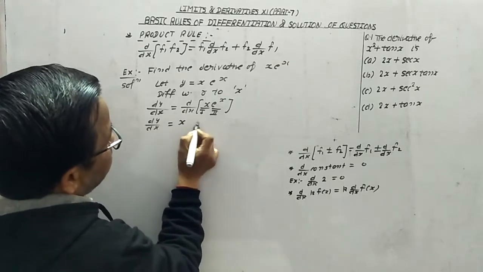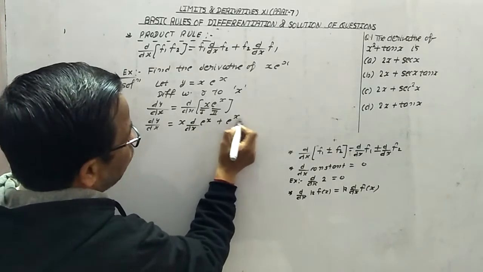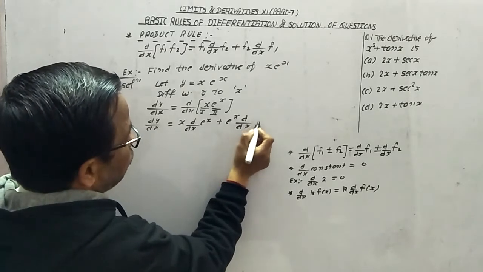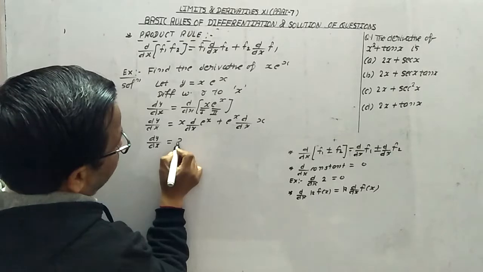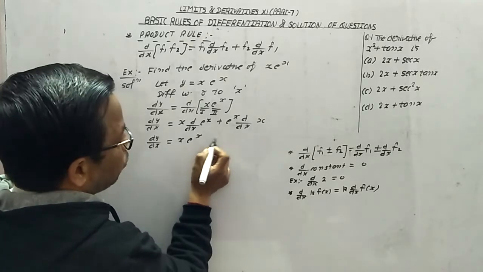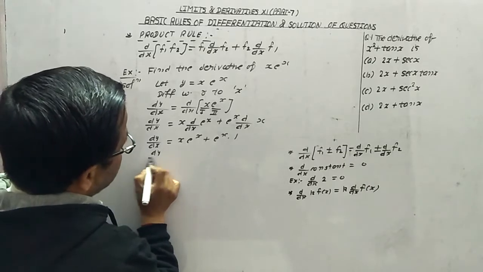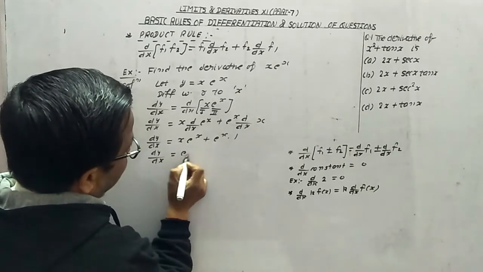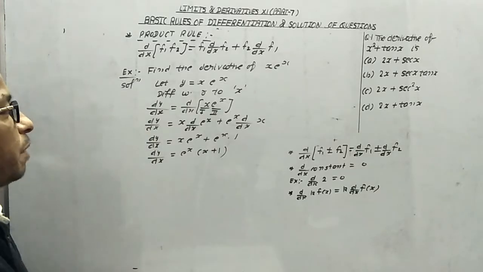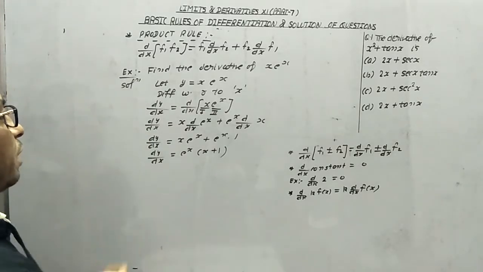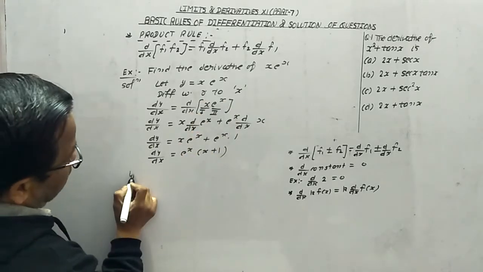Now first function as it is, differentiation of e raised to power x, plus e raised to power x as it is, differentiation of x. Now dy by dx, differentiation of e raised to power x is e raised to power x only, differentiation of x is 1. It means dy by dx is equal to e raised to power x common, and this is into x plus 1. So this is the derivative of x into e raised to power x.